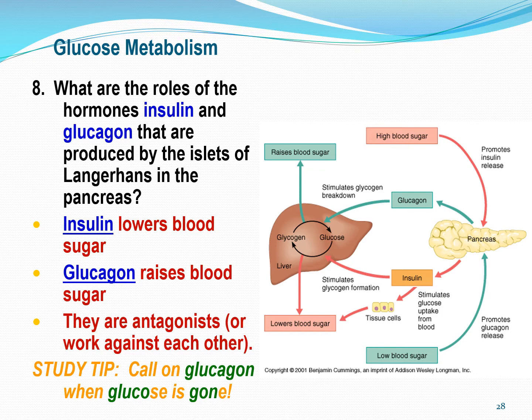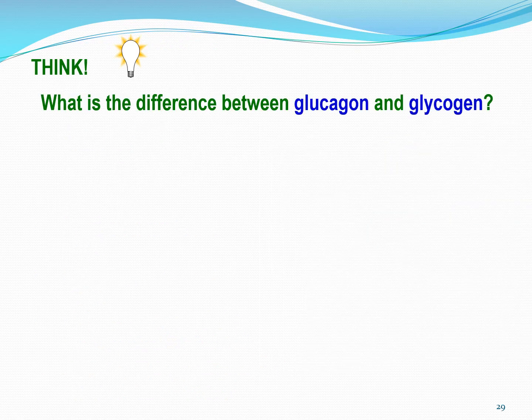So remember, they're antagonists, or they work against each other. One makes us take sugar out of our bloodstream and store it in the tissues, and the other one makes us take it out of the tissues and bring it back into the bloodstream so we can use it for energy, okay? Remember, glucagon when glucose is gone.